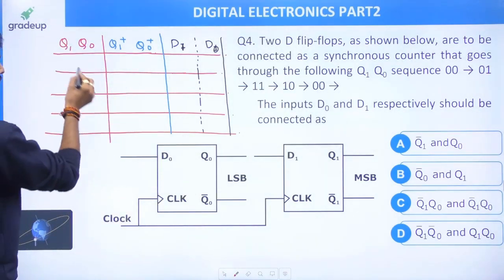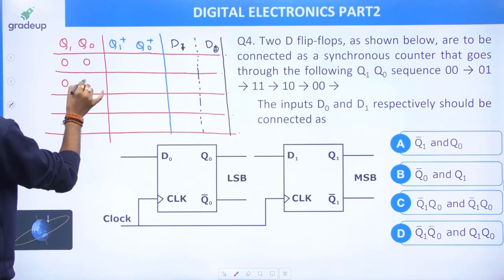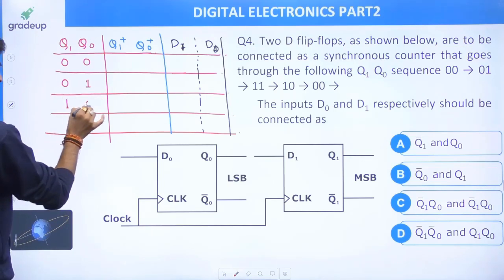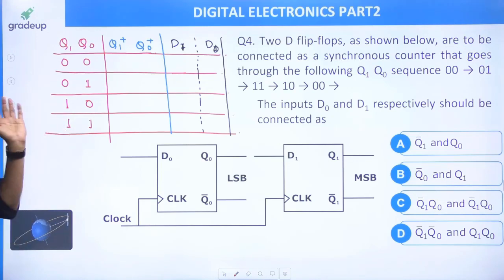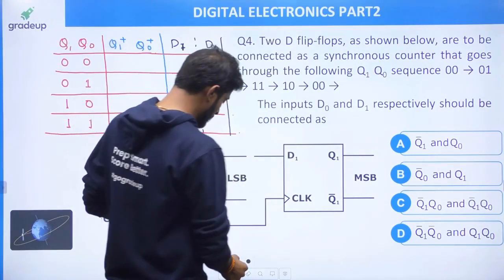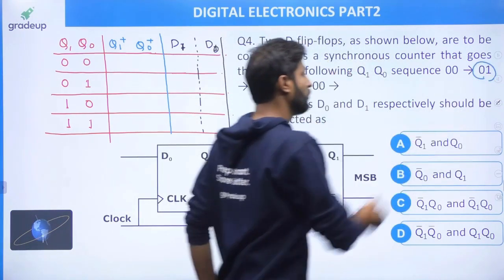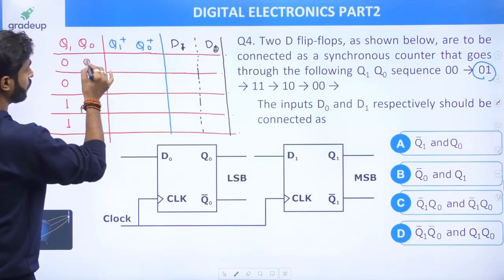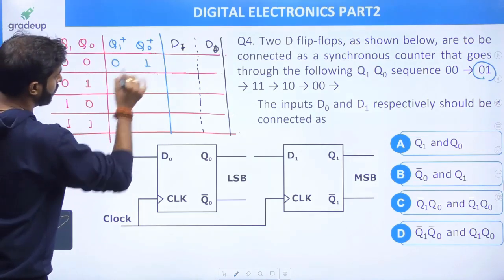It is given what counter we have to design. I am writing only the sequence, nothing else. 0 0, 0 1, 1 0, and 1 1. By 2 bits, we can write like this, or the simple sequence is that, right? But what they are asking, after the 0 0, we want 0 1. So after the 0 0, the next state should be 0 1.